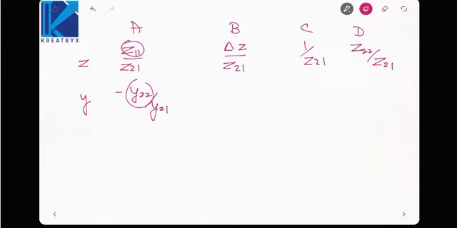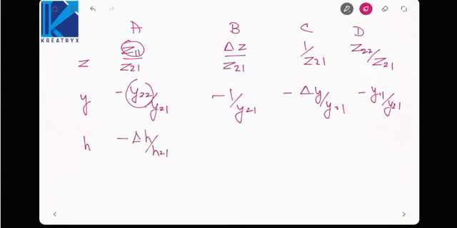Next it will be minus 1 by Y21. Next minus delta Y by Y21. Next it will be minus Y11 by Y21. Okay. So this will be T parameters in terms of Y. In terms of H, it will be minus delta H by H21, minus H11 by H21, minus H22 by H21, then minus 1 by H21.